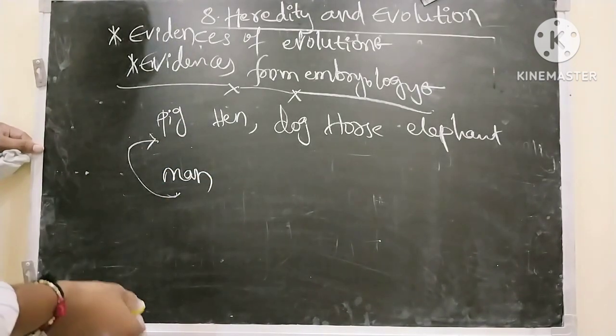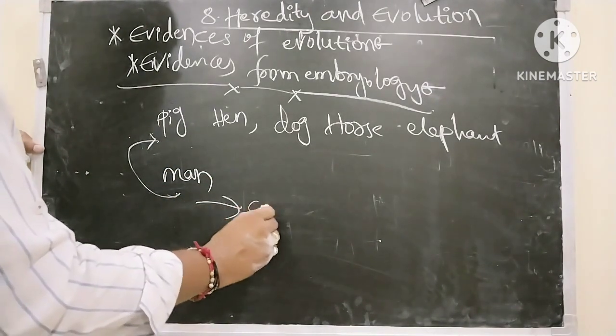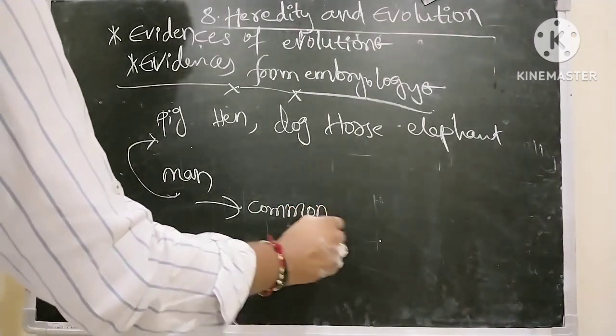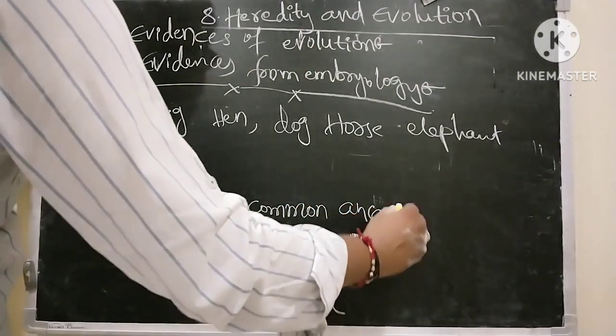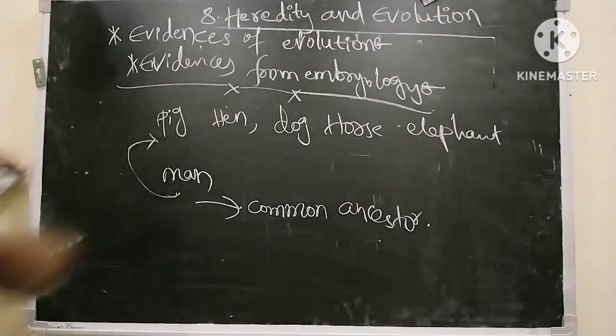Okay, what does it mean? We all came from a common ancestor. So this is the evidence that we all came from a common ancestor.